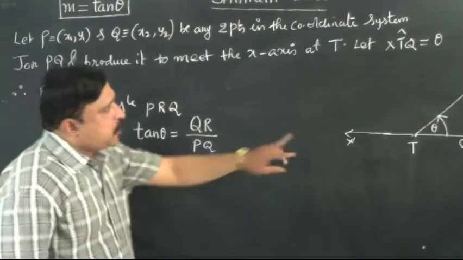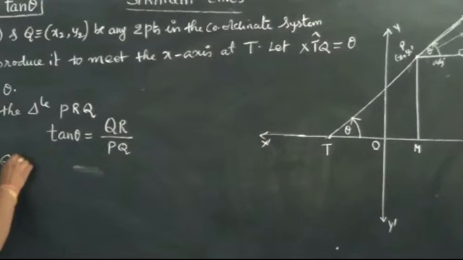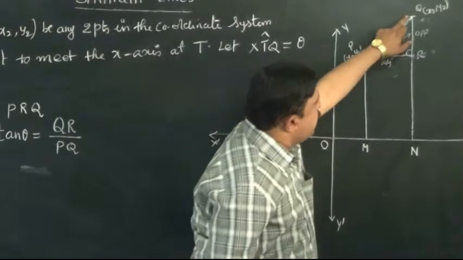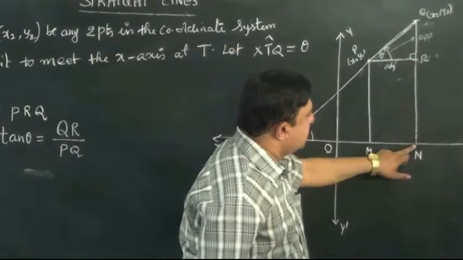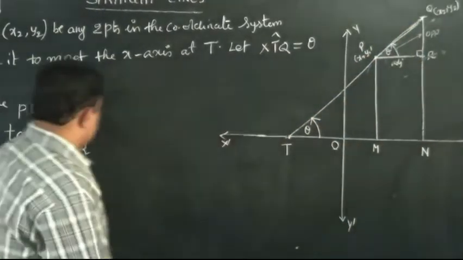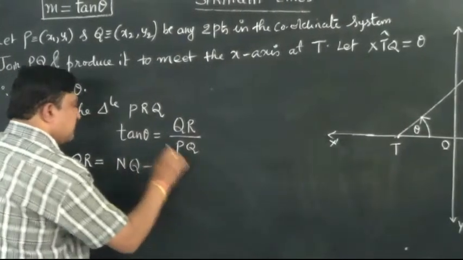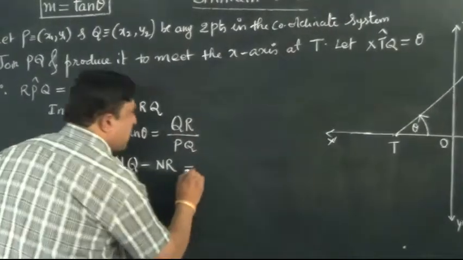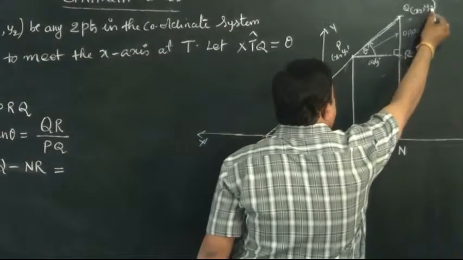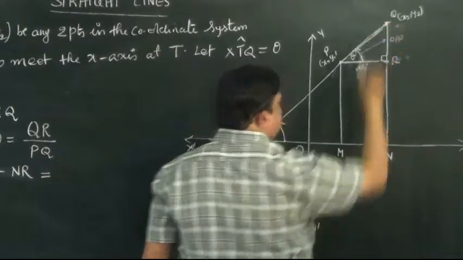Now if you look at the length of QR, take the numerical length of QR. QR is NQ minus NR. NQ minus NR gives QR. That is, what is the value of NQ? The point N corresponds to Q, and the ordinate of Q is y2, because NQ is the ordinate of Q.